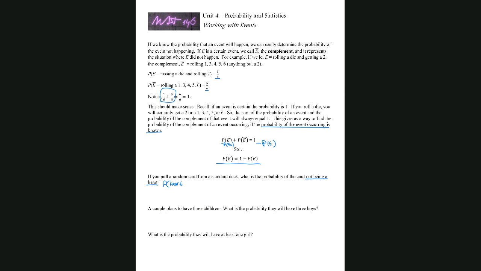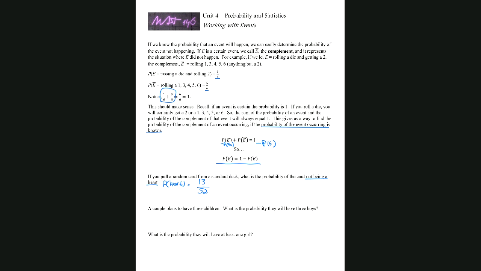So I know that there are 52 cards in the deck, and heart is one suit. So each suit has 13 cards, right? Ace through 10, and then Jack, King, Queen. So all of the heart cards, there'll be 13 heart cards, right? So 13 out of 52, the probability of getting a heart will be 13 out of 52.